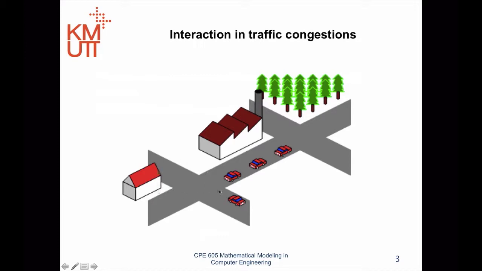We can think of the number of cars in each intersection as one variable, and the change of the number of cars in each intersection would affect the number of cars in another intersection. So we can model the traffic congestion that occurs using these representations of the change of two variables, where one variable affects the change of another variable.